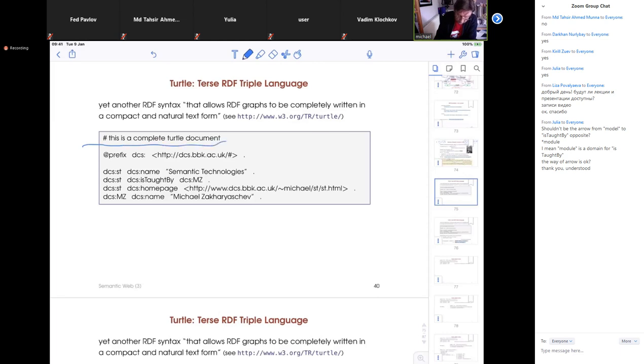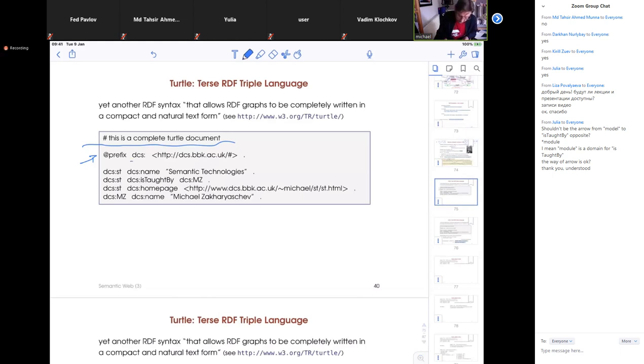This is clear, it's a comment. Then this line, the prefix, introduces namespaces. Remember that in RDF, namespaces are very important. And what's the meaning of this?